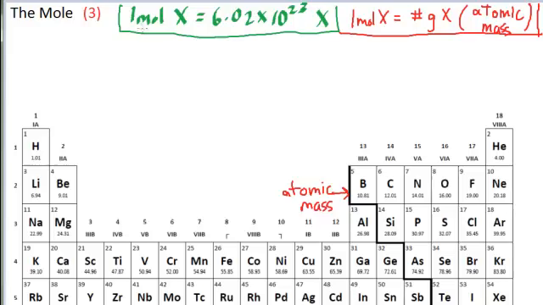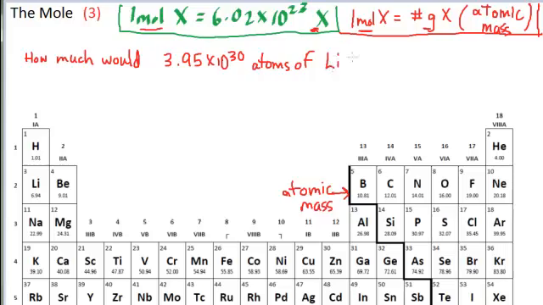Each of these equivalences relates to the mole. So in this case I have the actual number of atoms of X related to the mole. In this case I have the actual number of grams related to the mole. But what if we have the question, how much would 3.95 times 10 to the 30th atoms of lithium weigh? What if we're looking for the weight or the mass of a certain number of atoms?